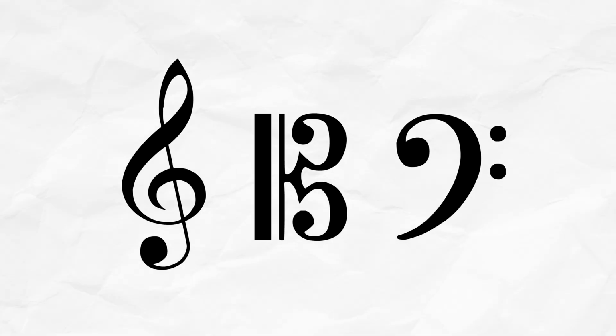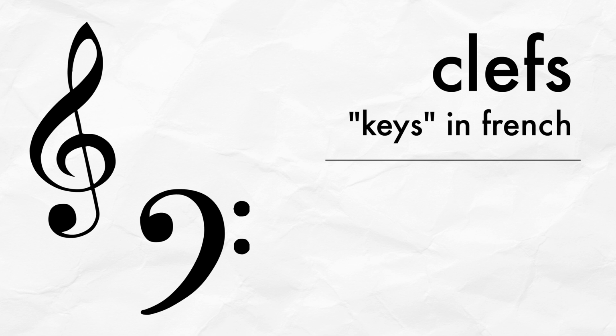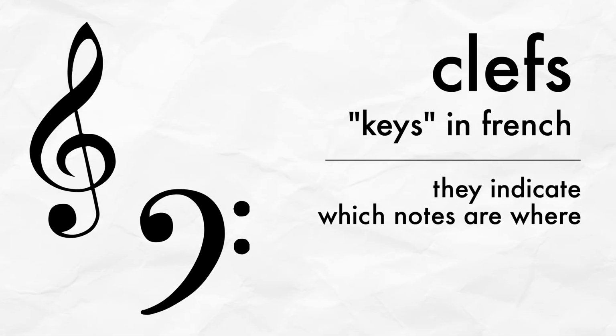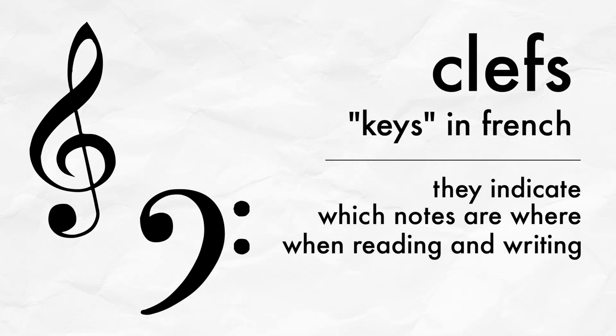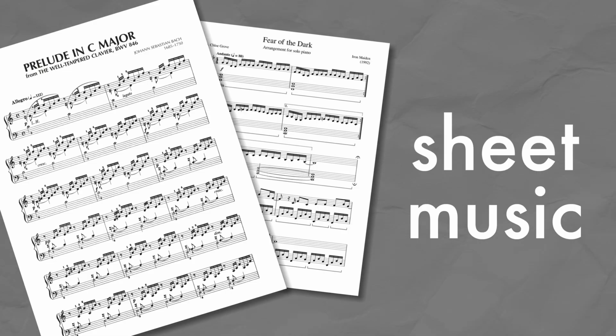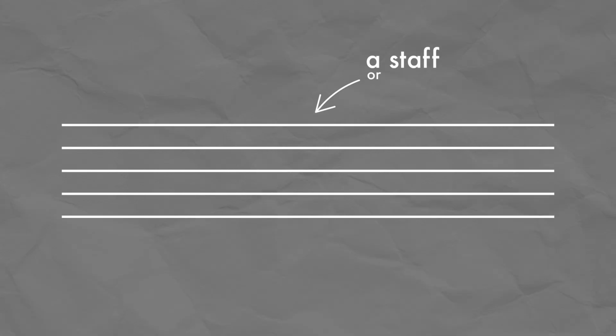You've definitely seen these symbols before, and you know that they're associated with music, but what are they used for and what do they mean? So these symbols are called clefs, which means keys in French, and they indicate which notes are where when reading and writing sheet music. In sheet music, notes are placed on and around 5 lines. These lines are called a staff, or a pentagram.